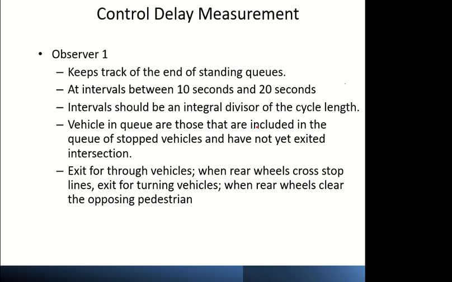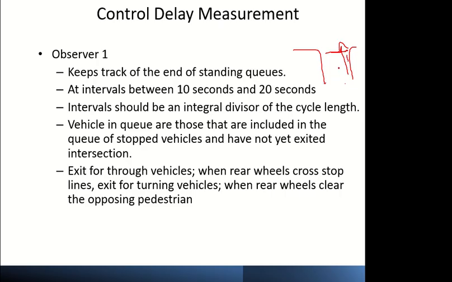The queue is for a straight movement. The end of the queue is the stop line. So when a car passes the stop line, it has gone from the queue if it is going straight. If you are doing it for a turning movement, then the end of the queue is the next side. So again, let's say I'm doing it for this approach and this is my stop line. When a car crosses this line, I will not count it in the queue. I'll only count the cars which are behind it.